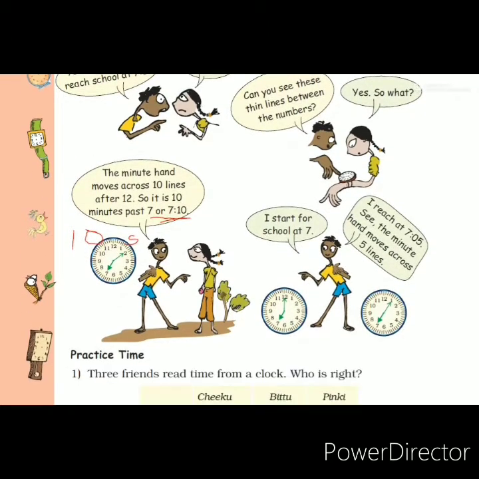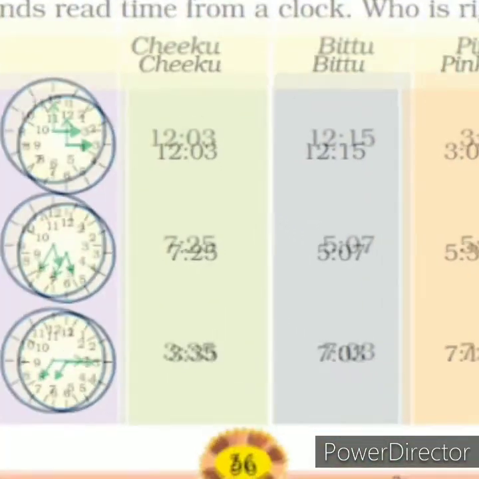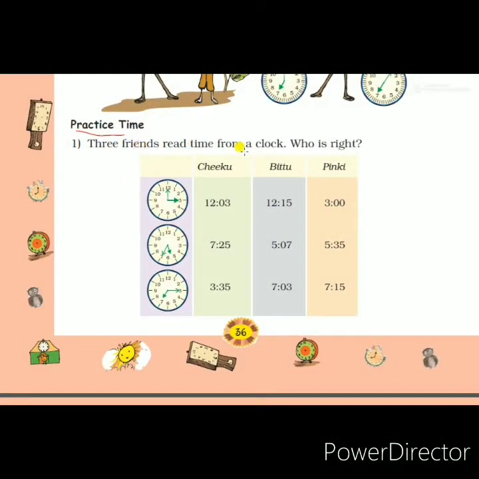Now we have a practice time. See what is given in this topic. Three friends read the time from a clock. Who is right? Here in the first picture, the time is given, and the 3 students read the time in different ways. Chiku read it as 12 hours and 3 minutes, Bittu read it as 12 hours 15 minutes, and Pinky read it as 3 o'clock. So students, we have to find what the right time is, or who said the correct time.